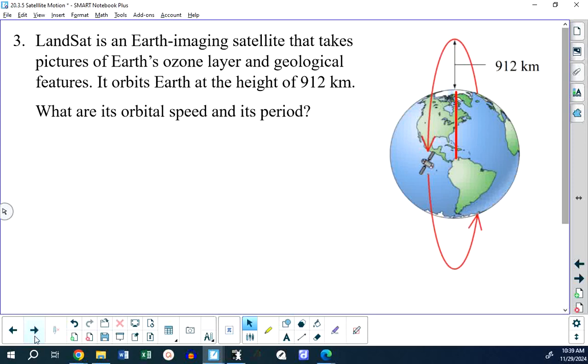This diagram, I pulled this from your textbook. This is laughable in its scale, right?